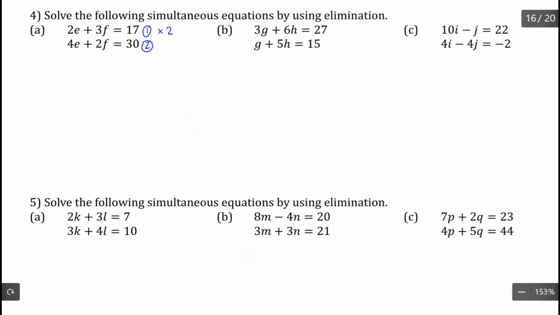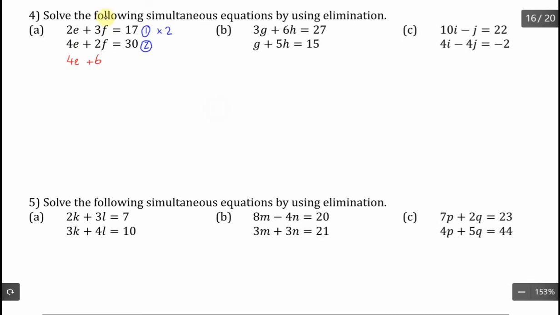So when I double 2e, that becomes 4e. If I double the 3f, that's going to become 6f, and if I double 17, that's going to become 34. And this we'll call equation 3, even though it's technically the same equation as equation 1. We're just going to call it equation 3 for now.